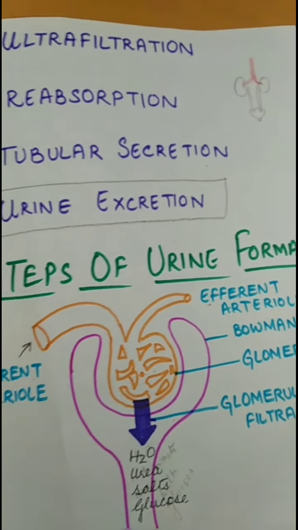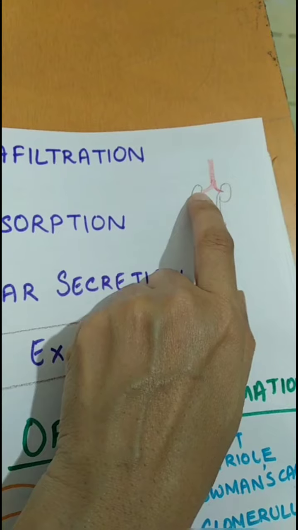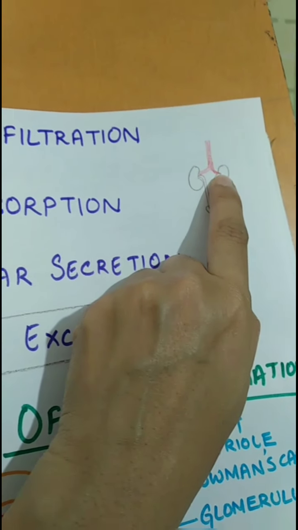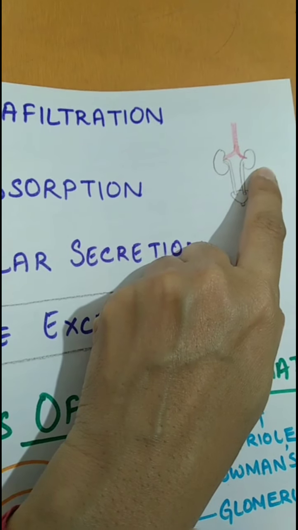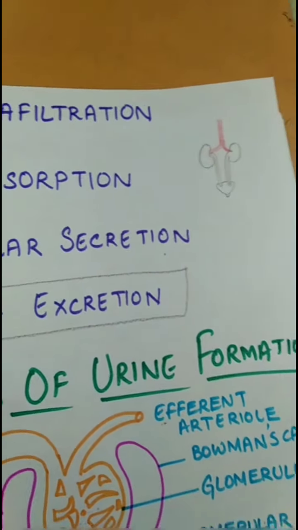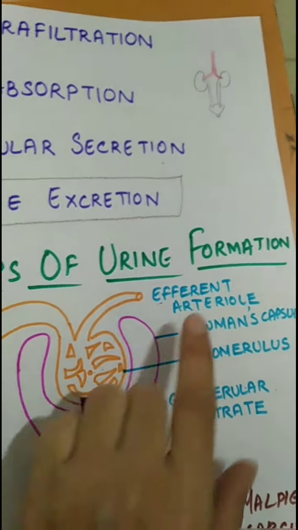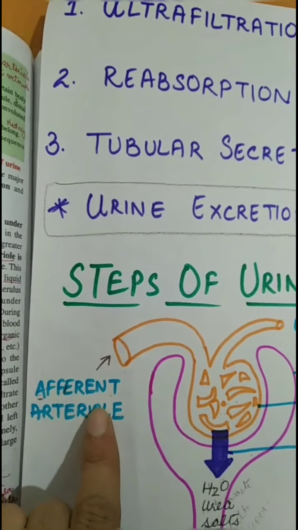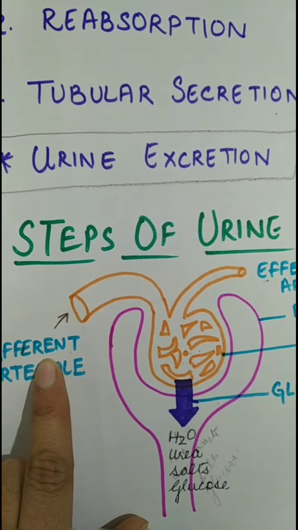Before that, let's revise a few points. See, the renal artery branches and enters into the two kidneys. These arteries then branch and rebranch several times to give rise to arterioles, and these arterioles then enter into this Bowman's capsule. So the arteriole which is entering into the Bowman's capsule is the afferent arteriole.